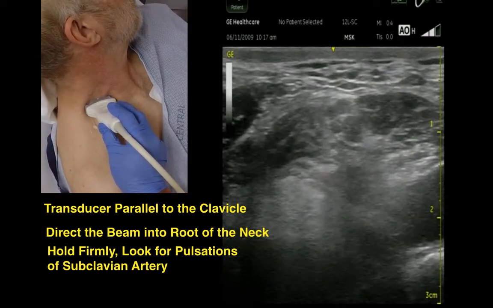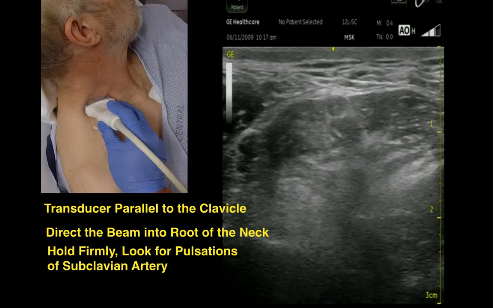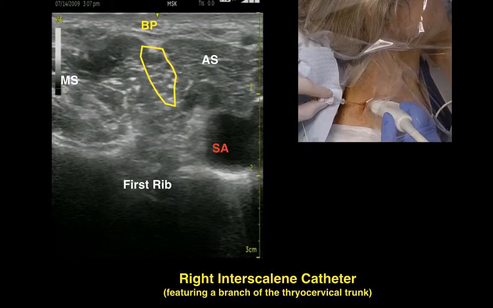The transducer is then moved superiorly while exerting firm pressure, which will highlight the anterior scalene, middle scalene, and brachial plexus. This is a recording of a right interscalene catheter placement. The image on the left of the screen shows the transducer and needle position simultaneously with the ultrasound view.